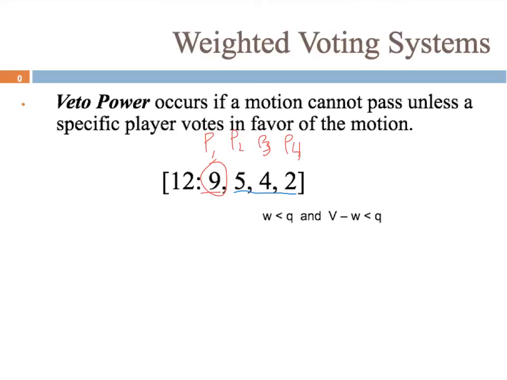Also notice the little formulas down here. So the weight of player 1 is less than the amount of quota. Okay, so we got two criteria that need to be filled here. Also the total weight of the system: 9 plus 5 is 14 plus 6 is 20. So 20 minus that player's weight should also be less than the quota itself. So 11 is less than 12. So both of those check out. So we can say that player 1 has veto power.